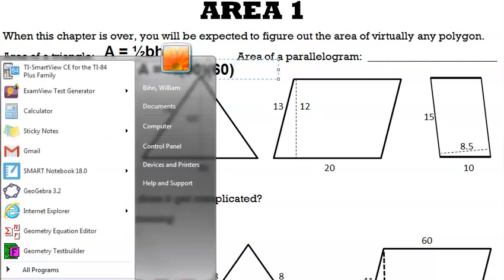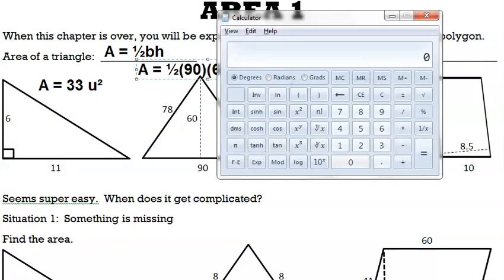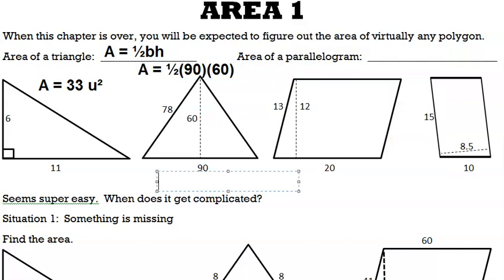Now, in this case, you can get a calculator. Be comfortable with using a calculator. If you don't want to deal with 1/2, use 0.5. It doesn't really matter. Either way, you're going to get an area of 2,700 square units, which we're just going to say units squared instead.